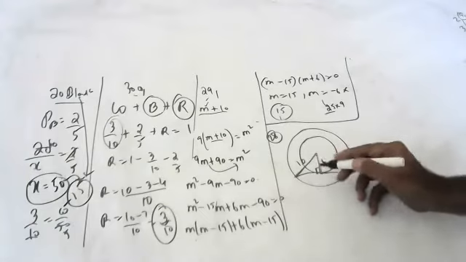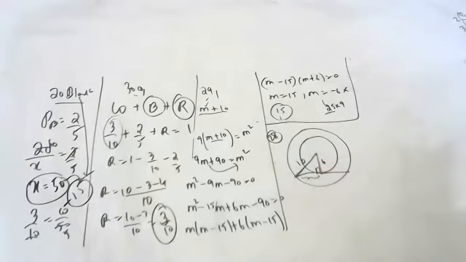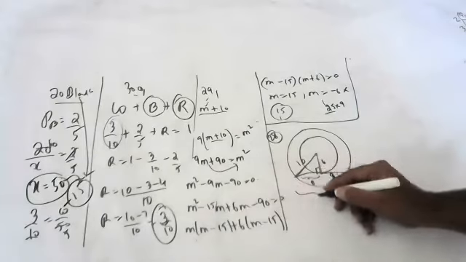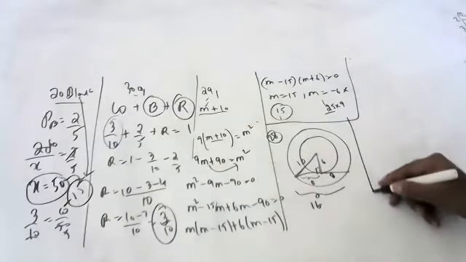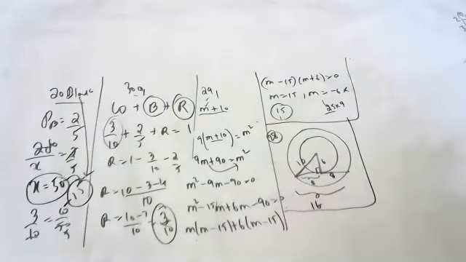Children, if this is 10 and this is 6, this will be how much, children? By Pythagoras theorem, 100 minus 36 is 64, so it will be 8. If this is 8, this is also 8. So the answer is 16 centimeters. The length of the common chord is 16 centimeters, children.